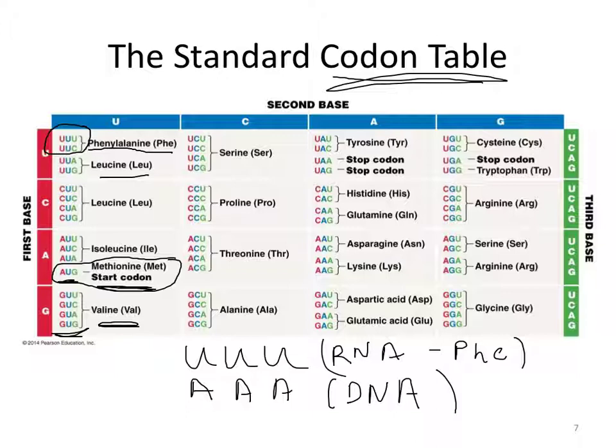Also note up here, UGA, UAA, and UAG all signify stop. So when a ribosome reaches those codons on messenger RNA, it knows that the polypeptide is done and it does not incorporate any more amino acids.